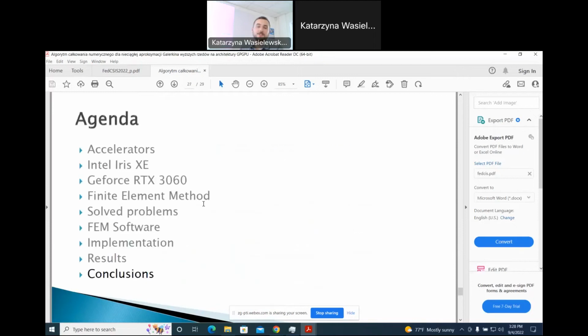And in conclusion, Intel XE seems to have a more chaotic nature of execution. This may be due to its more complex design and different memory organization than a classic GPU. But we see potential in the Intel architecture, and we hope we can test the higher versions of Intel cards in the future. So, thank you.